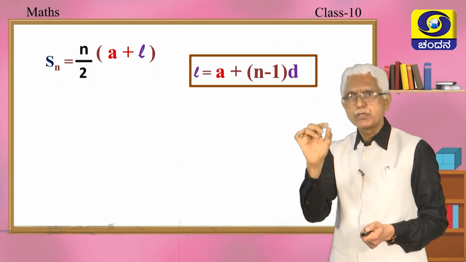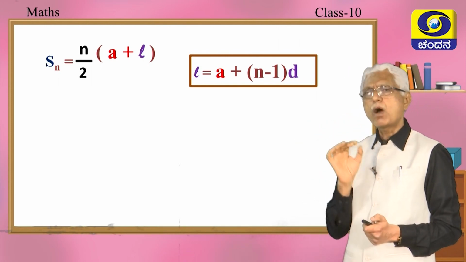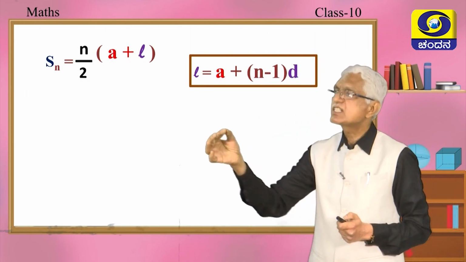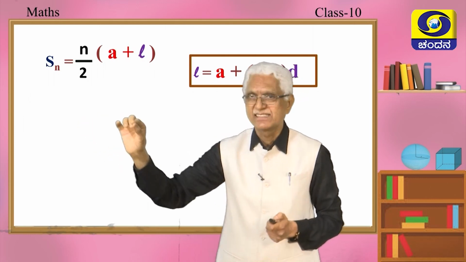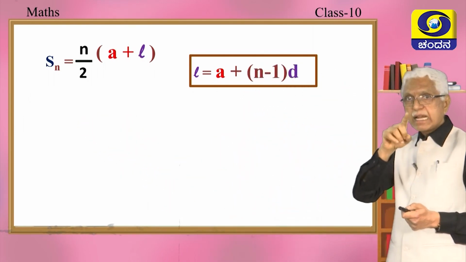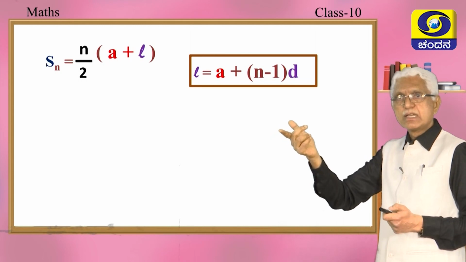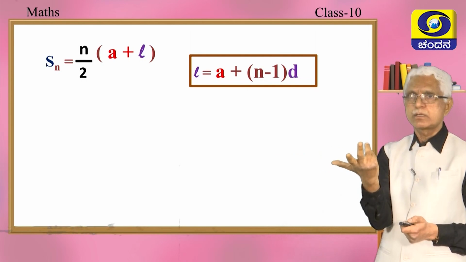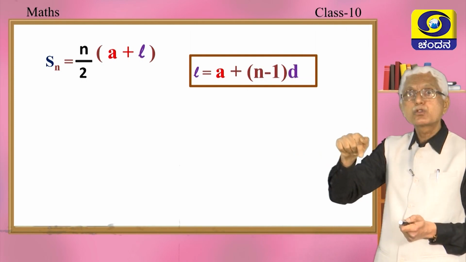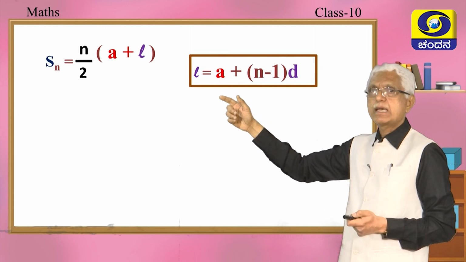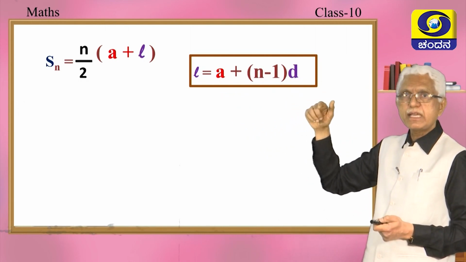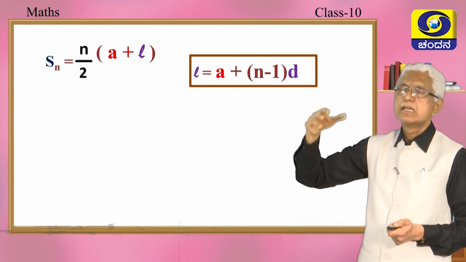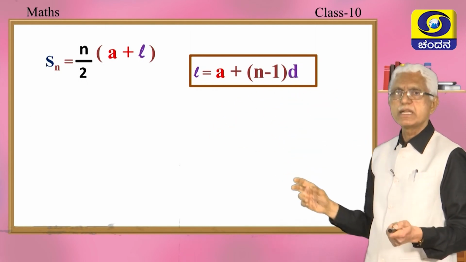Sn is equal to n by 2 into a plus L, correct? Okay. What is L, my dear children? L is the last term. Last term is also an, correct? And L is nothing but an, which is nothing but a plus n minus 1 into d. So L can also be written as a plus n minus 1 into d, correct? An is equal to a plus n minus 1 into d. L is nothing but an, so L is also equal to a plus n minus 1 into d.